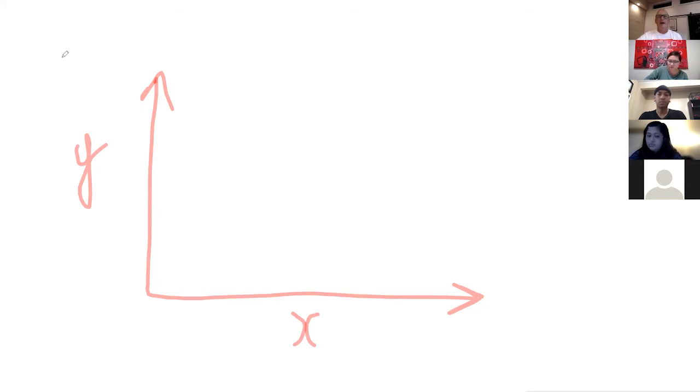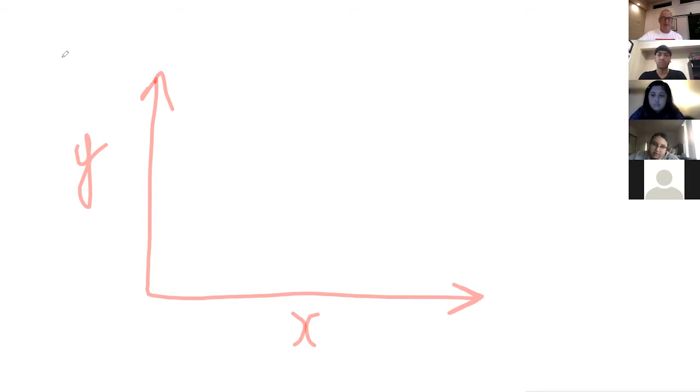Now, which one would I put the dependent variable on? Remember, X is the one I can vary, and Y is the one that changes as a result. So X is independent and Y is dependent. Exactly. So I can change X.